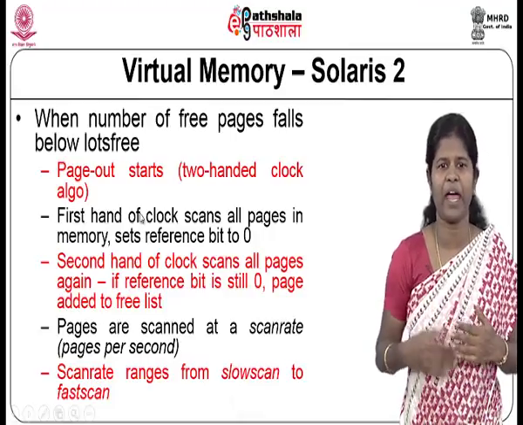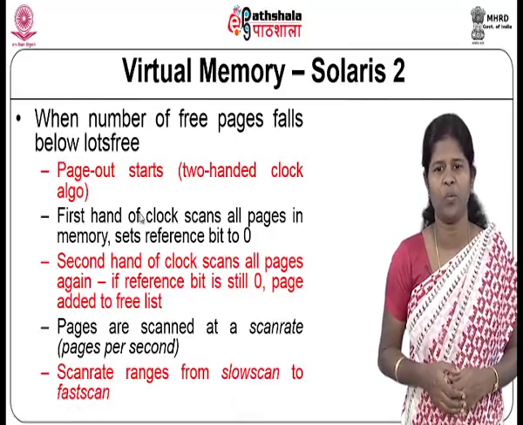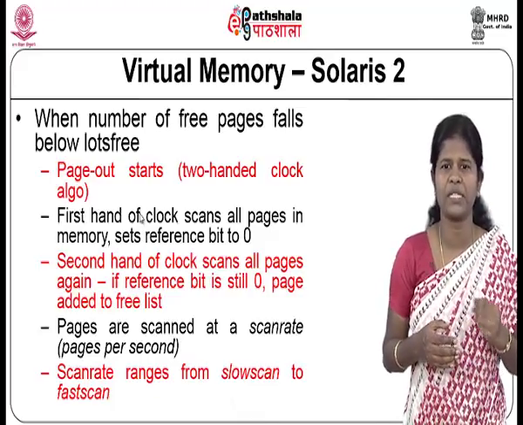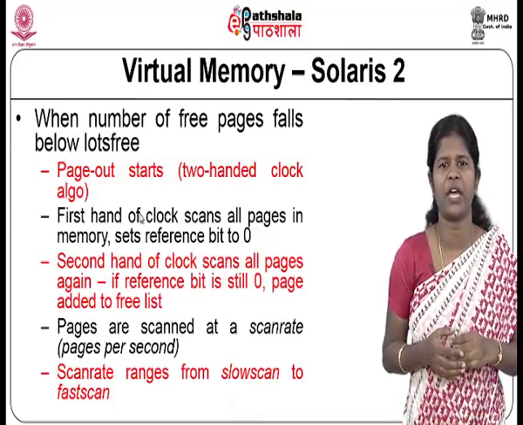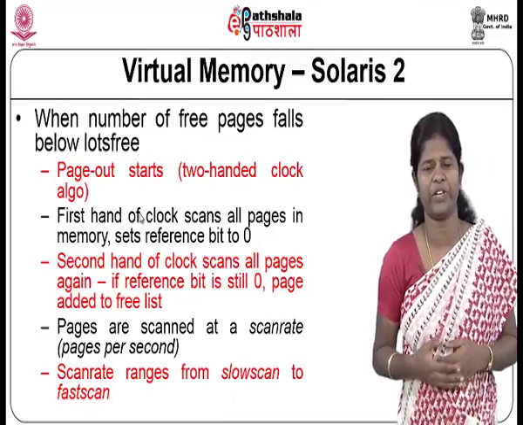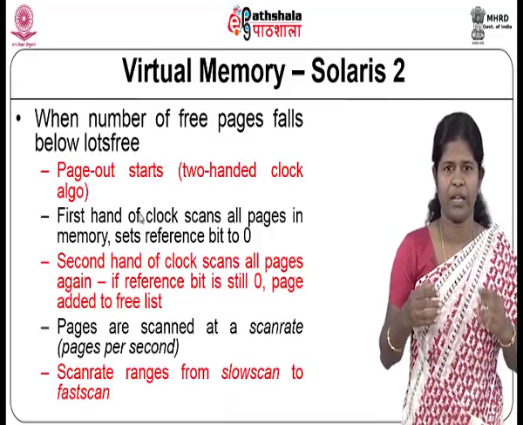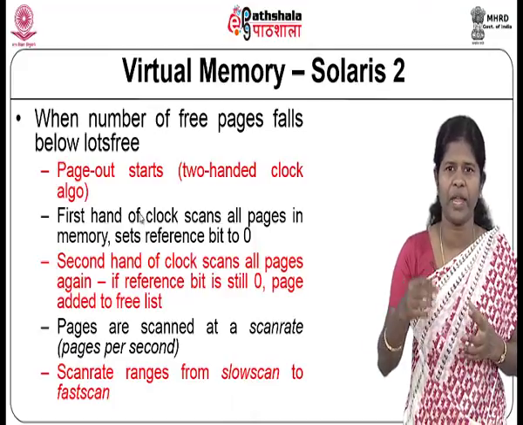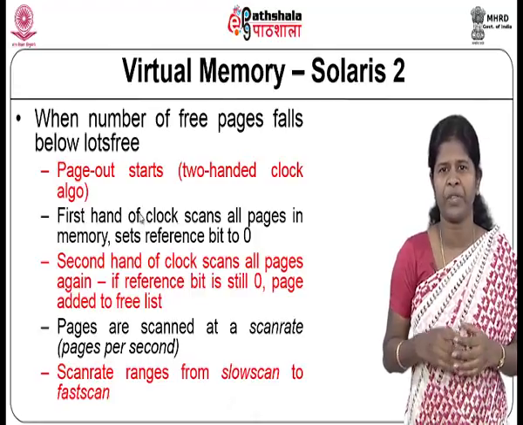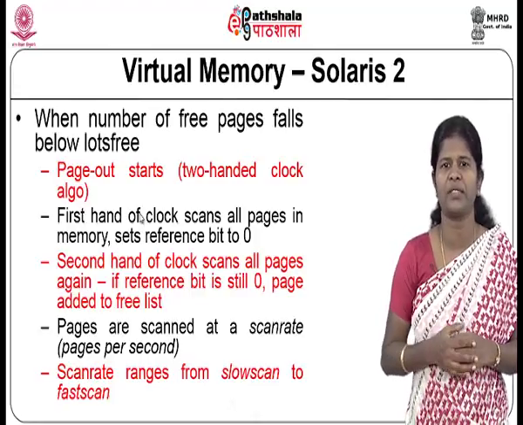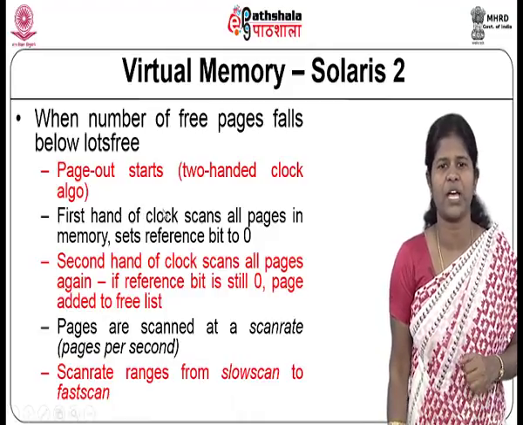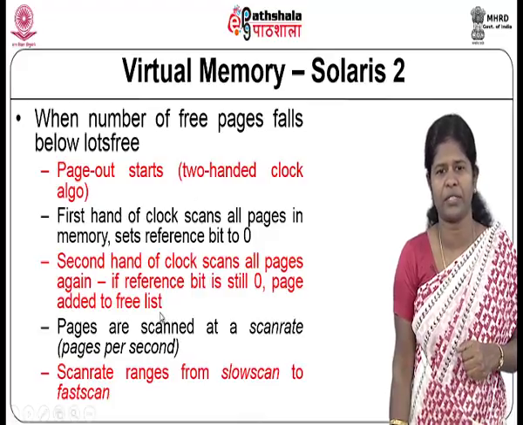And then you have the second hand of the clock, or the second iteration, in which it will scan all the pages again, and if the reference bit is still 0, meaning the page has not been referred to the second time, then that page is added to the free list. So, if the number of free pages is going below the minimum value called lots free, then it needs to add more pages to the set of free pages. For that it does this second chance algorithm, or two-handed clock algorithm.